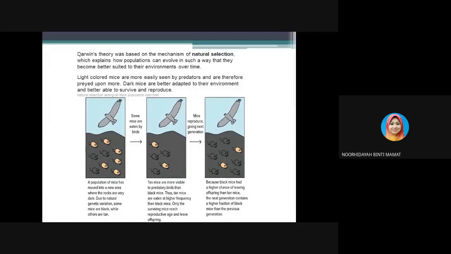So for example in here, we have Darwin's theory, which is based on the mechanism of natural selection. So this explains how populations can evolve in such a way that they become better suited to the environment over time. So for example in here is about the mice. The light mice here, they can be more easily seen by the predators, and therefore they also will be preyed on more often. While the dark mice here, they are better adapted to the environment and better able to survive and reproduce. Okay, so natural selection will be acting on the mice population over time.